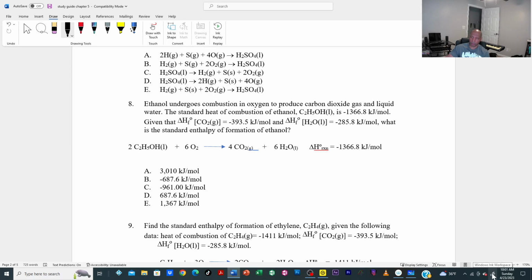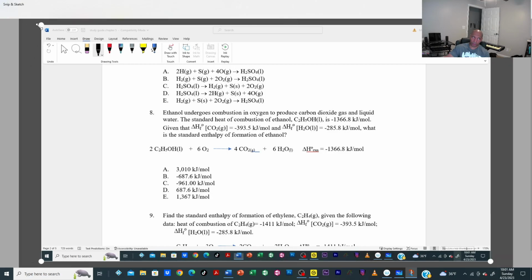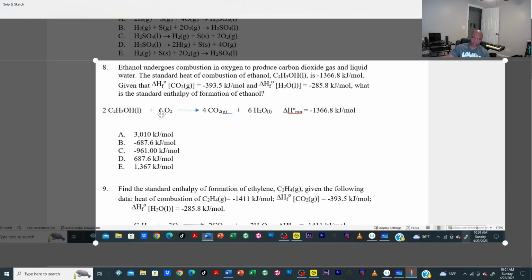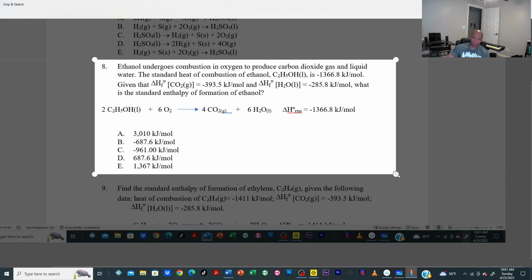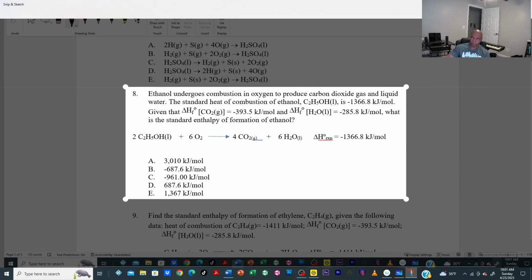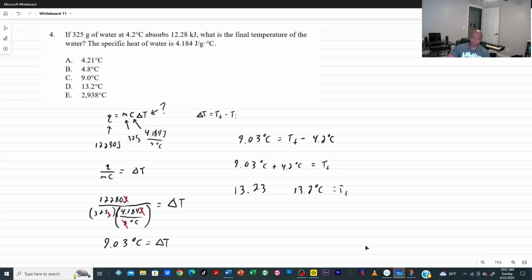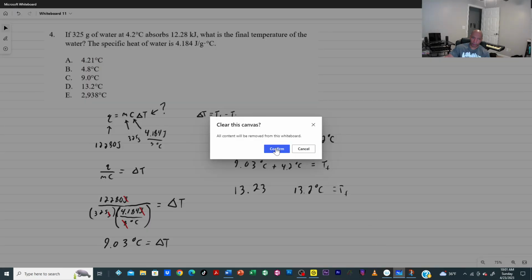And they don't give it for O2, but since O2 is an element in its most stable state, we know the enthalpy of formation is going to be 0. And they want us to find the enthalpy of formation for ethanol. So that should be simple enough. We did several problems like this in class, so I don't think this should be too much of a stretch for you guys.